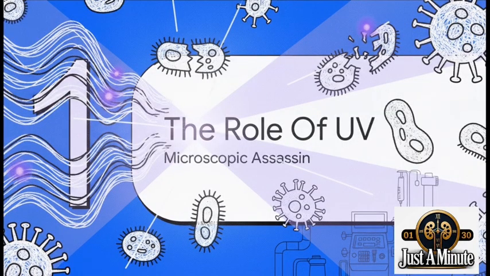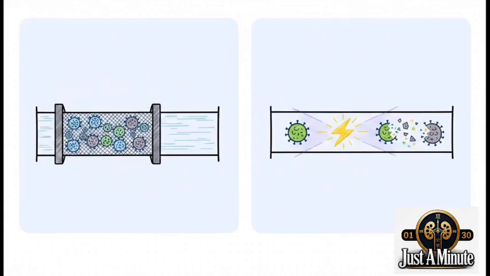Section 1. The role of UV, the microscopic assassin. And this brilliantly illustrates the core difference we really need to grasp here. To understand its true purpose, the source material defines UV as a specific form of electromagnetic radiation. Think about regular filtration that physically removes particles and organisms, trapping them so they literally cannot pass through. UV exposure, on the other hand, leaves the organisms right there in the water, but it inactivates them. Filtration removes the physical threat, whereas UV neutralizes the biological threat from the inside out.